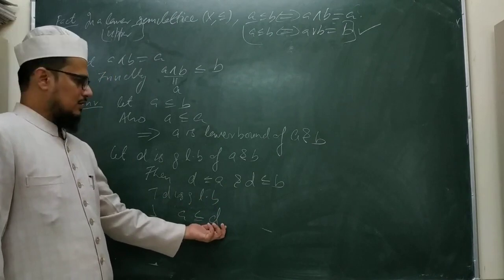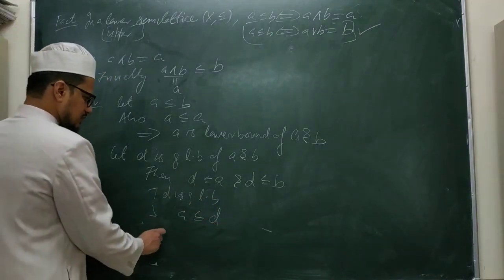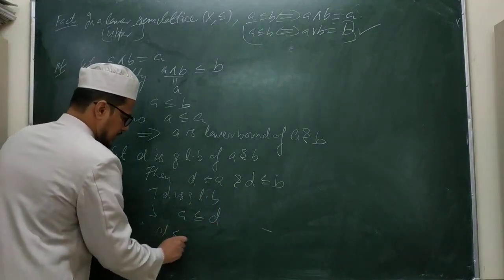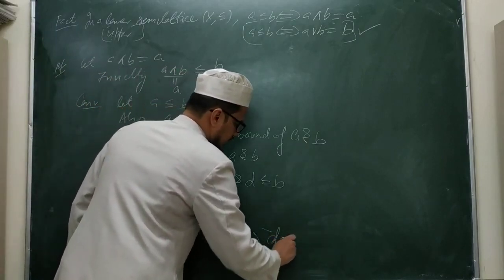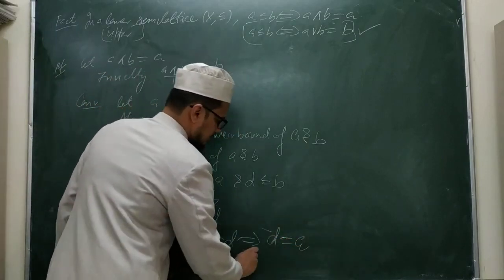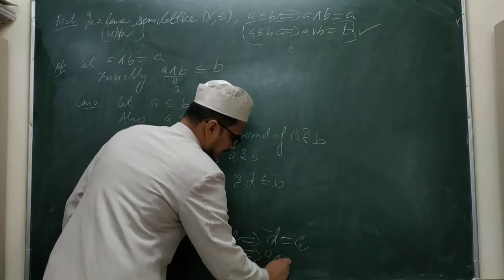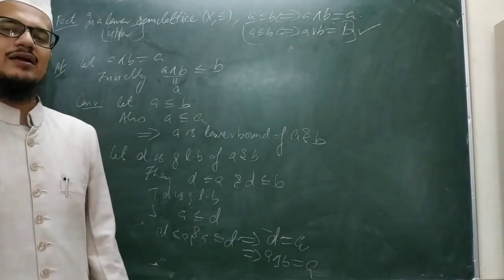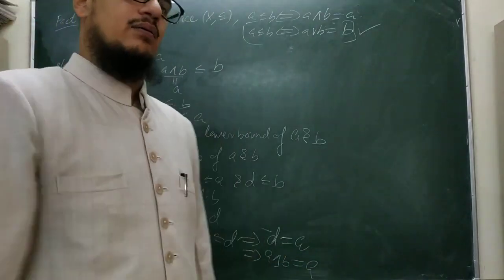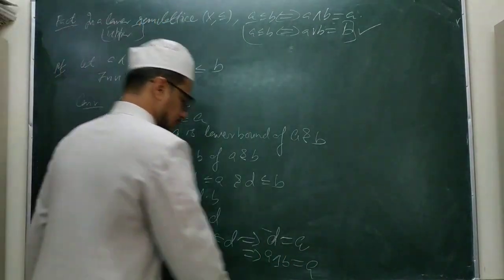D is greatest. So D is less than or equal to A and A is less than or equal to D implies what? D is equal to A. That is, it implies that D is the greatest lower bound, and the greatest lower bound is of course unique. So we have proved that the greatest lower bound is none but the element A, correct?